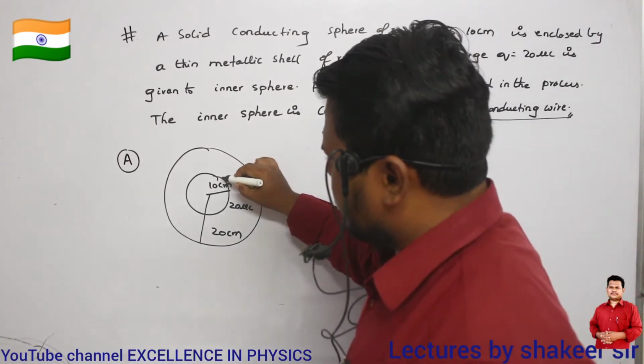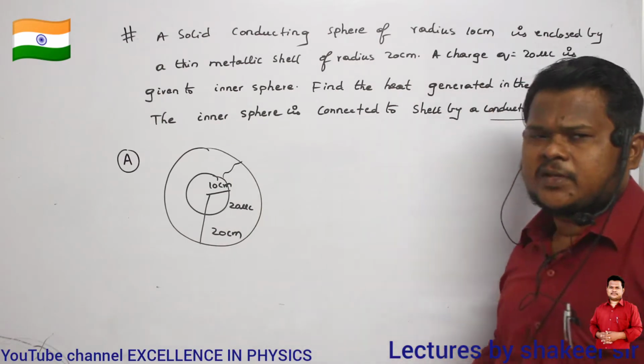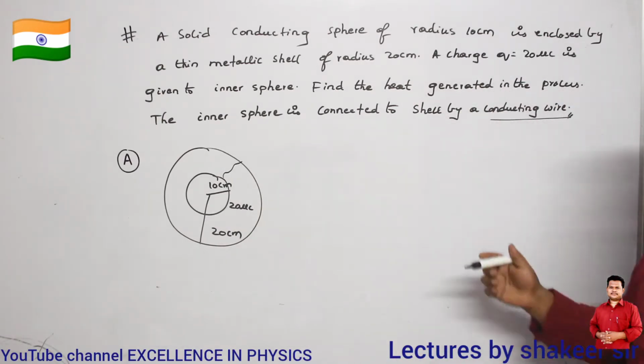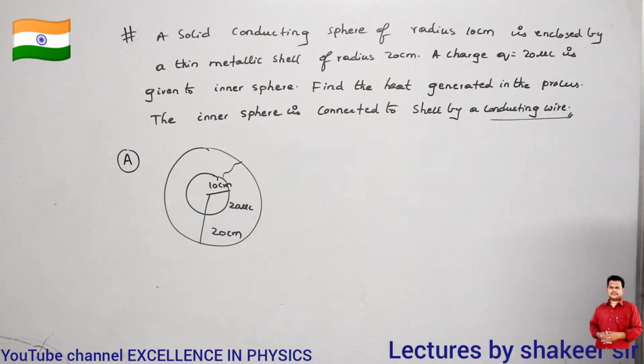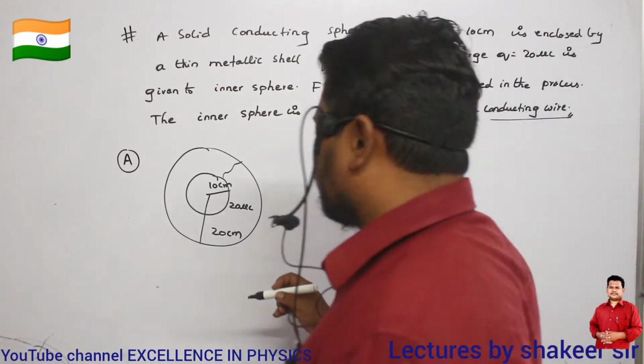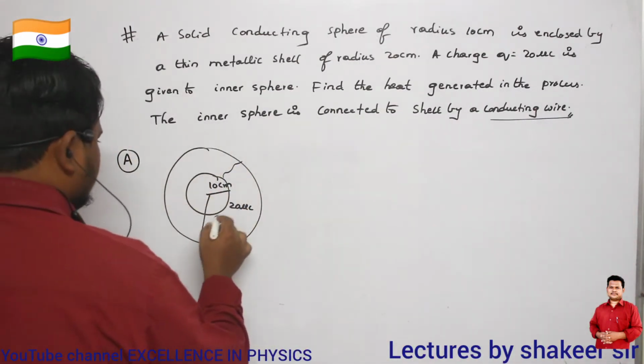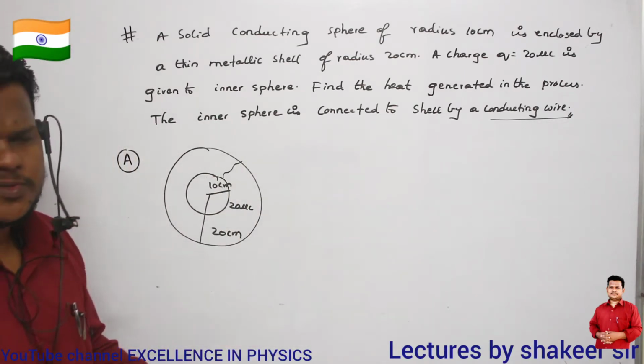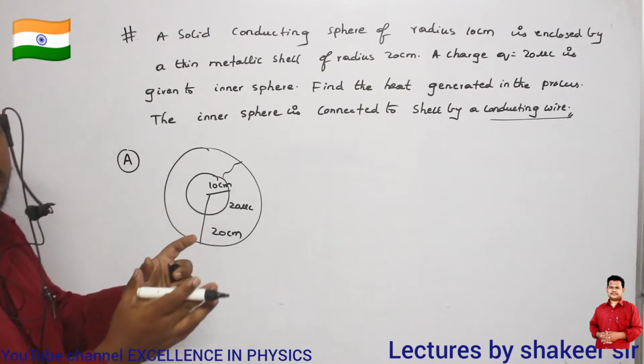We are connecting this one by a conducting wire like this. So if we connect them with a conducting wire, then what will happen? Both the bodies must be at the same potential. So all the charges which are present on this one will go to the outer surface. That is the property of charges: they repel each other.